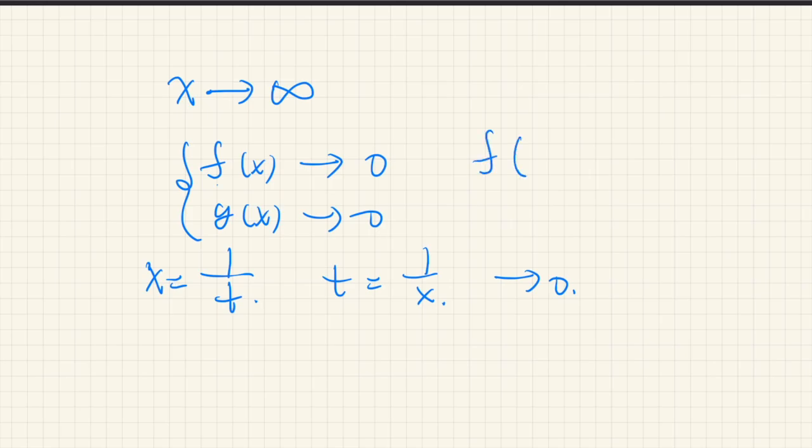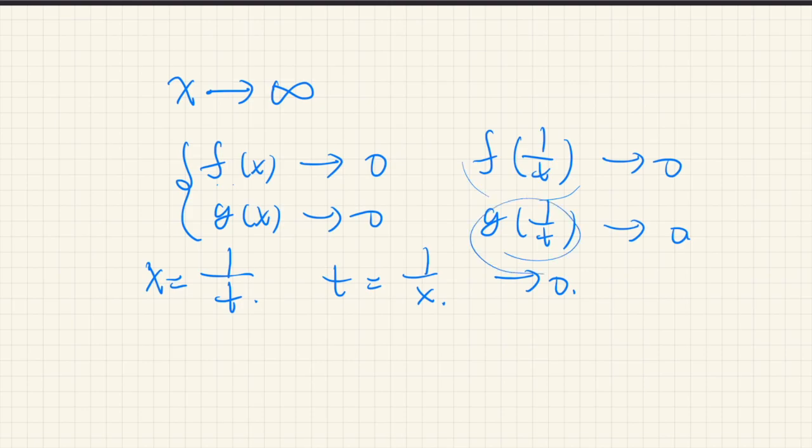We can consider this composite function. Instead of f of x, we can consider f of 1 over t and g of 1 over t. So this is a new function of t. And then we can apply the previous version of L'Hopital's rule. And we are done, almost. I'll skip the details, and if you want to see the details, see my lecture notes.